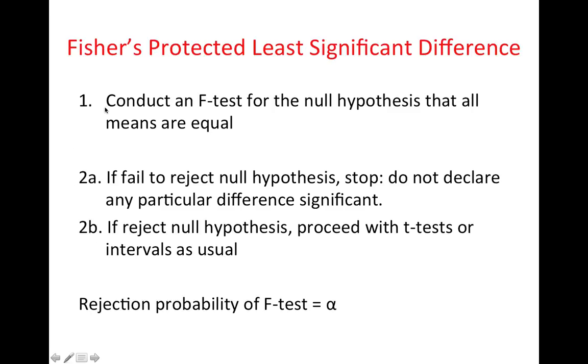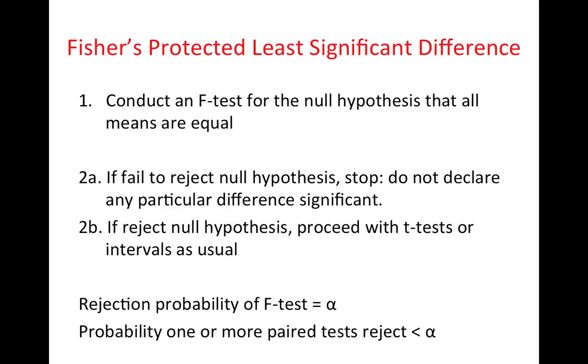So the F-test has protected us in terms of family-wise error because there's only a 0.05 chance, if this null is true, that we'll even try to find a paired comparison that is significant. So now the probability that one or more paired tests will reject has to be less than 0.05 because the probability we'd even proceed with this is going to be 0.05.